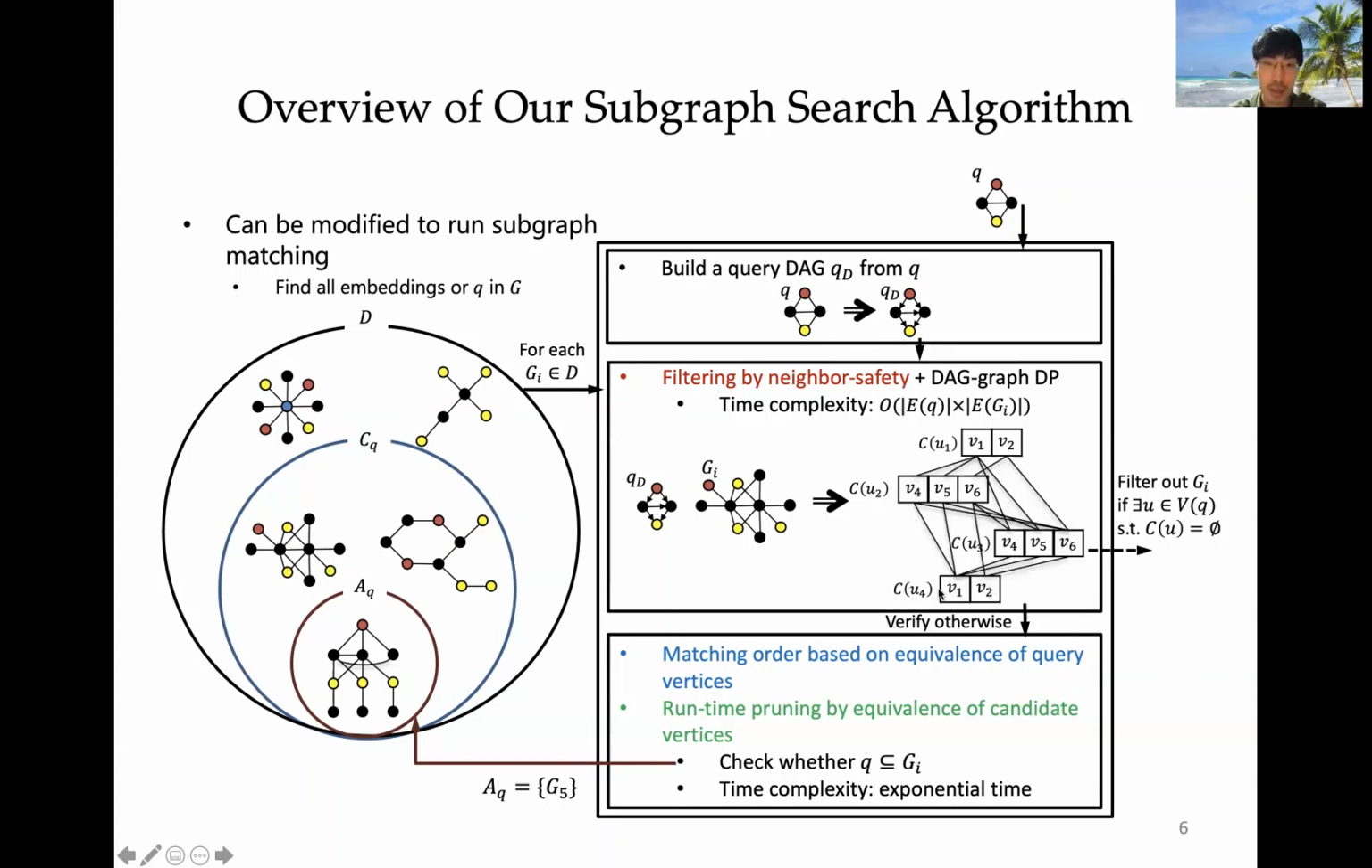And given this CS, we perform backtracking, and in this backtracking framework, we propose a new matching order based on equivalence of query vertices and a runtime pruning technique that prunes equivalent subtrees in a search tree by using equivalence of candidate vertices at runtime. This algorithm finds up to one embedding of the query graph in a data graph, but this can be easily modified to run subgraph matching to find all embeddings of Q in G.